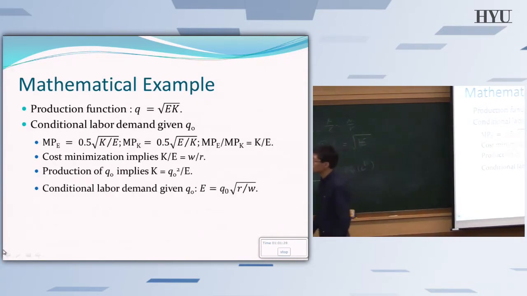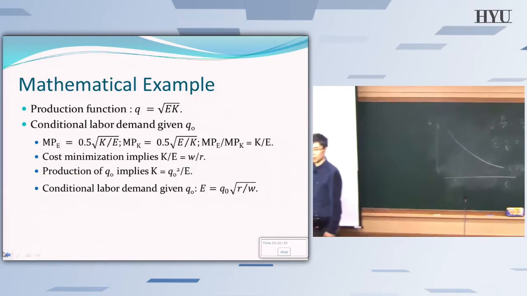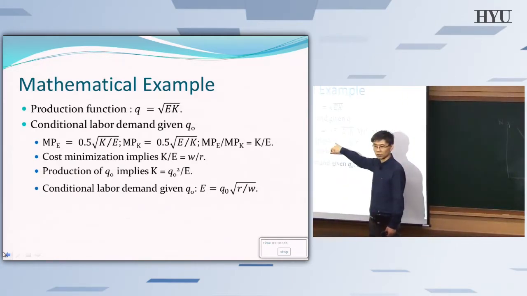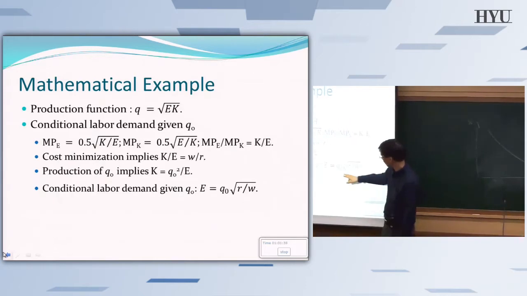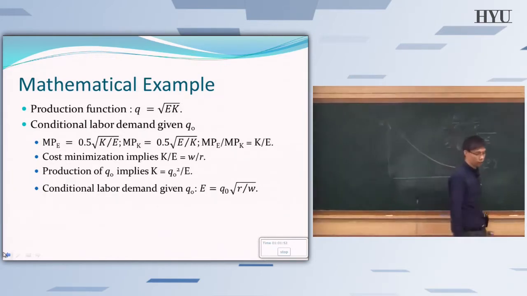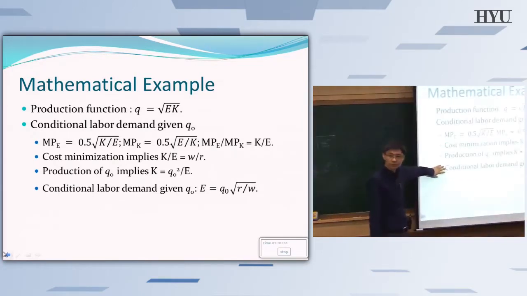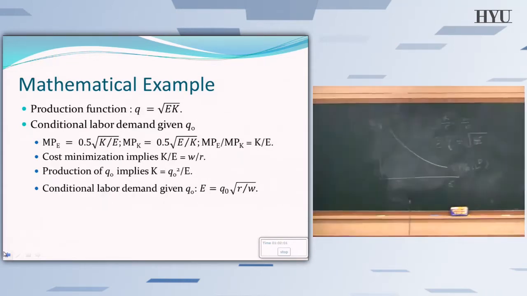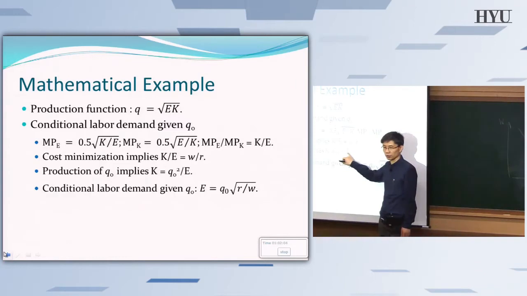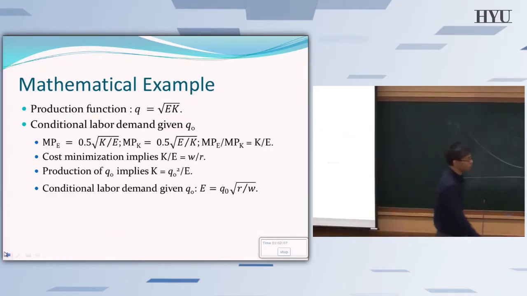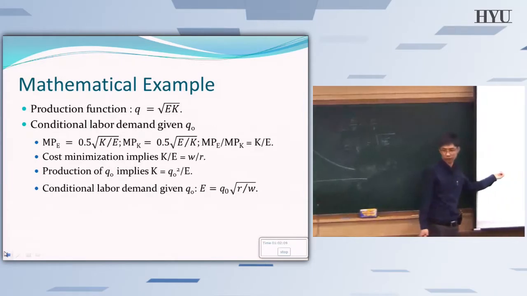So we put this into the K equation, and then you write everything with respect to L, and then we have this. On the right hand side, we have Q, R, W: desired output, rent, and wage. There is no K, right? K disappears because of this condition. So this is what we call the conditional labor demand curve given Q0.